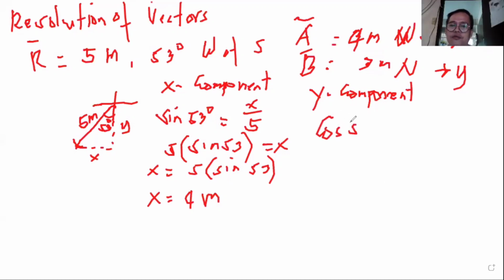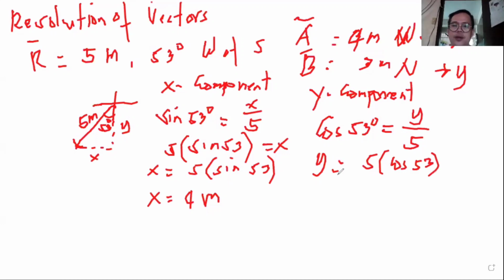So cosine 53 degrees will be equal to Y, which is the adjacent, divided by 5, which is the hypotenuse. So you can write your equation as Y equals 5 times cosine 53. Therefore Y is equal to 3 meters, that's 3.004, or round off to 3. So you will see that in the given, your vector B is 3 meters north, so it is on the y-axis, and your Y here appears to be 3.